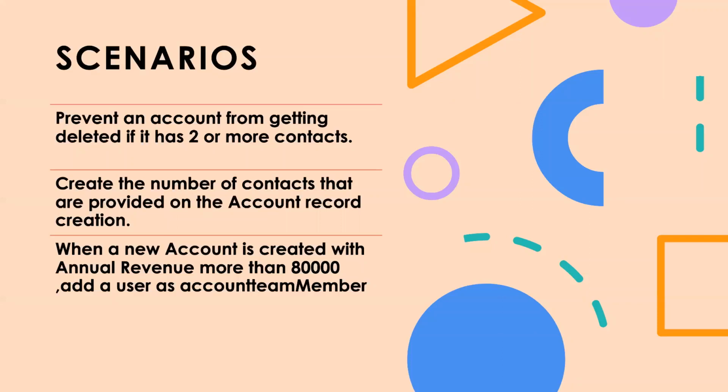So what I'll do is go into my org and pick a random user. It could be any user as per your requirement, but in this case, I'm just going to pick a random user. Whenever the account annual revenue is more than 80,000, I will be automatically adding that user to the account team member using the trigger logic. Okay, so let's go ahead and implement this one.